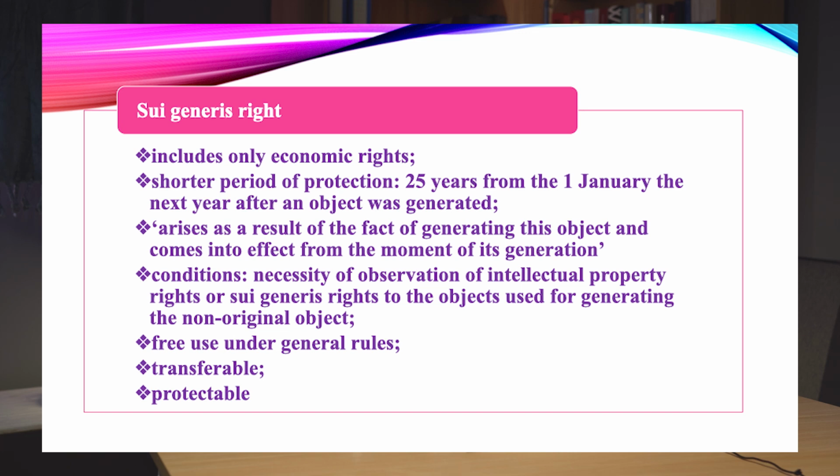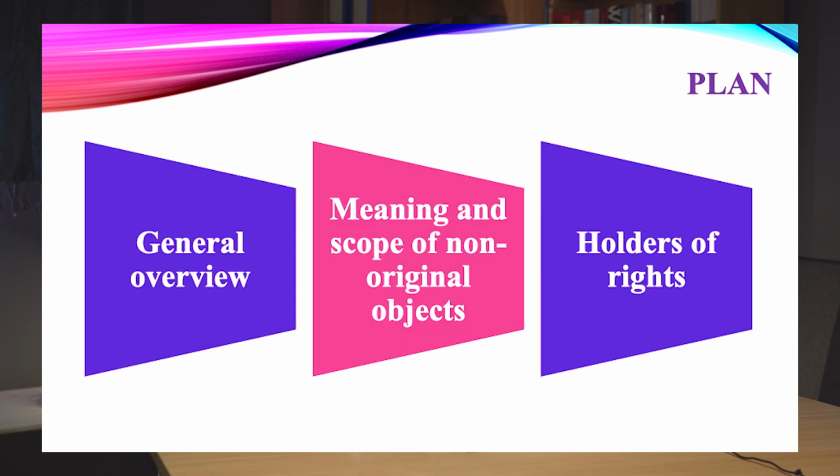As a condition of obtaining the sui generis rights, the legislation establishes the necessity of observation of intellectual property rights, and sui generis rights, to the objects used for generating the new non-original object. Along with that, non-original computer-generated objects can be used free under general rules. Sui generis rights are transferable and protectable. Let's go on and let's now focus on the meaning and scope of non-original computer-generated objects.